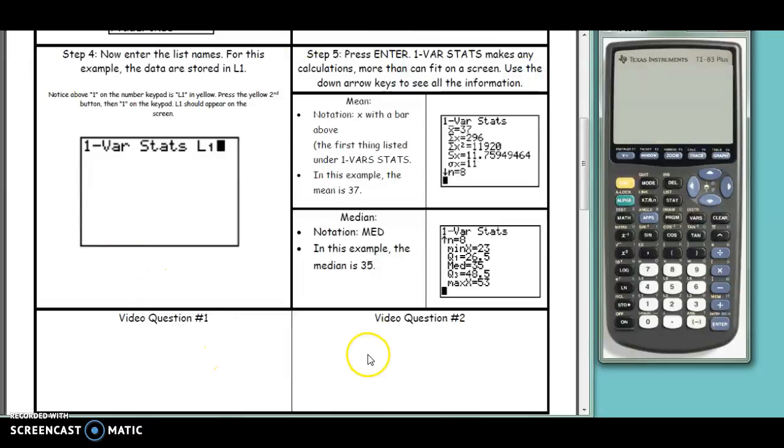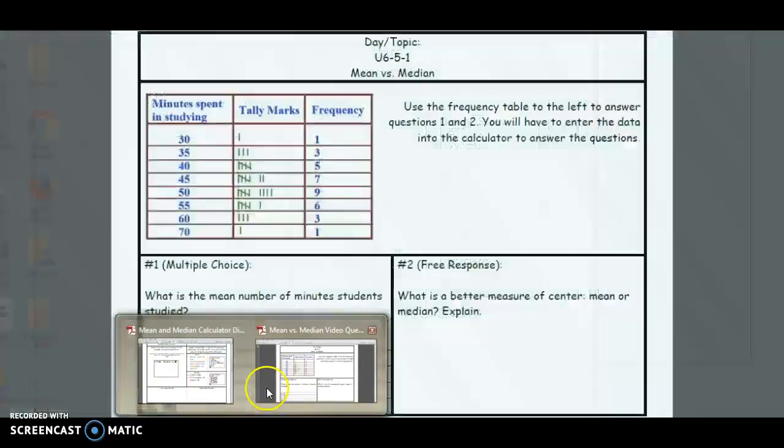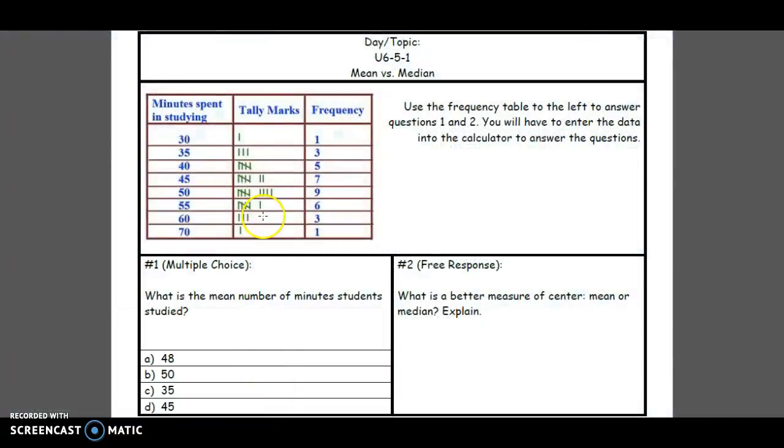Okay, now it's your turn for video question 1 and video question 2. And for video question 1, you need to use the frequency table right here to answer questions 1 and 2, and you're going to have to enter this frequency table into your calculator. So when you're entering 30, you're going to enter 1 30. You're going to enter 3 35s, and then you're going to enter 5 40s, 7 45s, and so on.